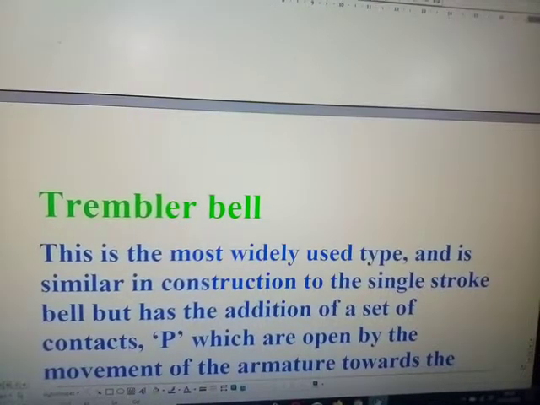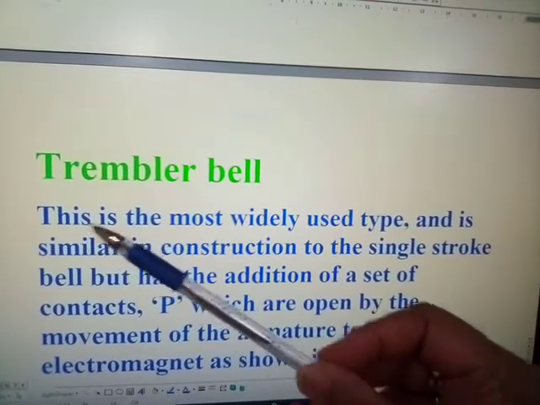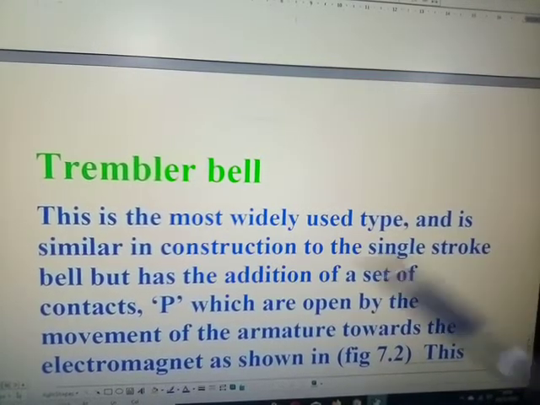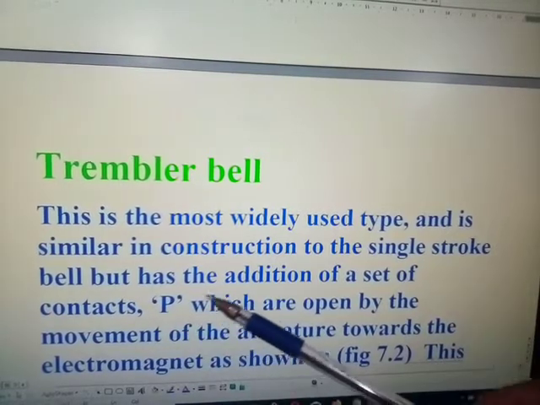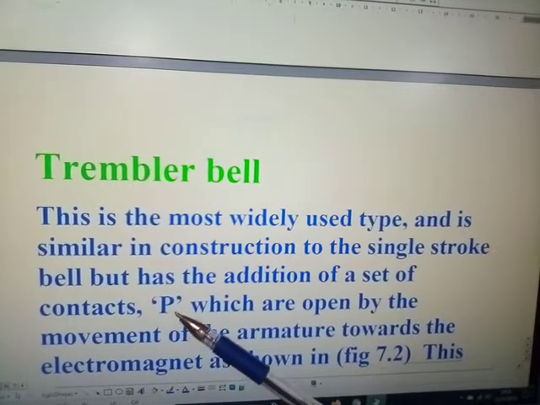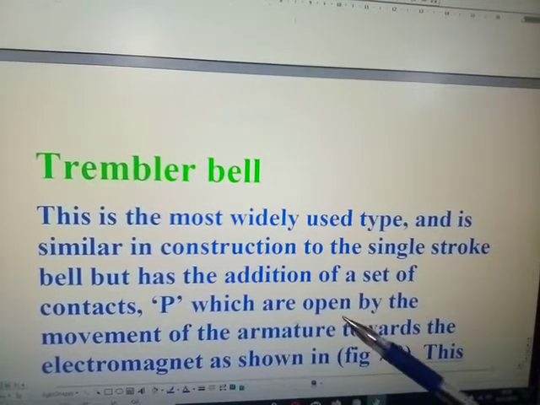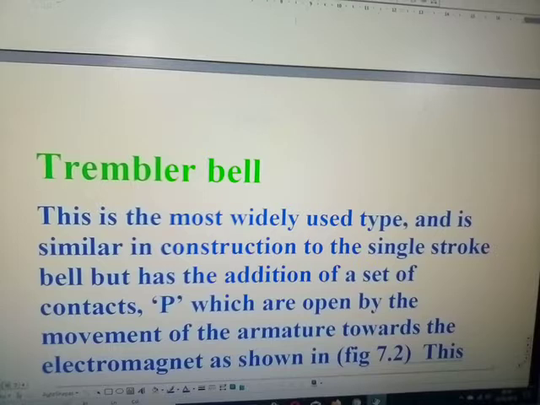Now here we have what's called the trembler bell. This is the most widely used type and is similar in construction to the single stroke bell, but has the addition of a set of contacts, P. When you look at the diagram, look for this letter P because it is identified on the diagram itself. The contacts are opened by the movement of the armature towards the electromagnet, as shown in figure 7.2.